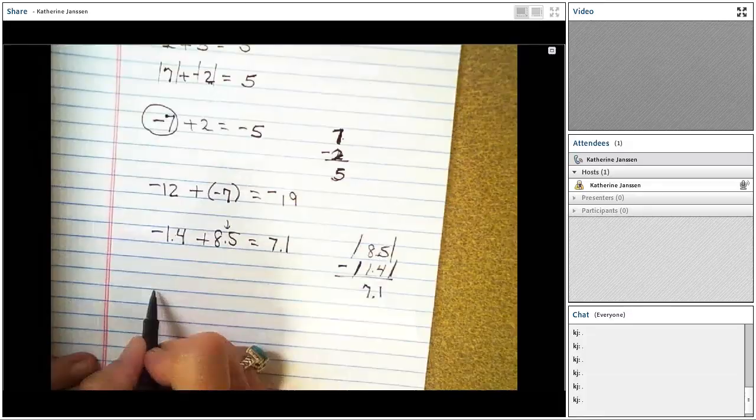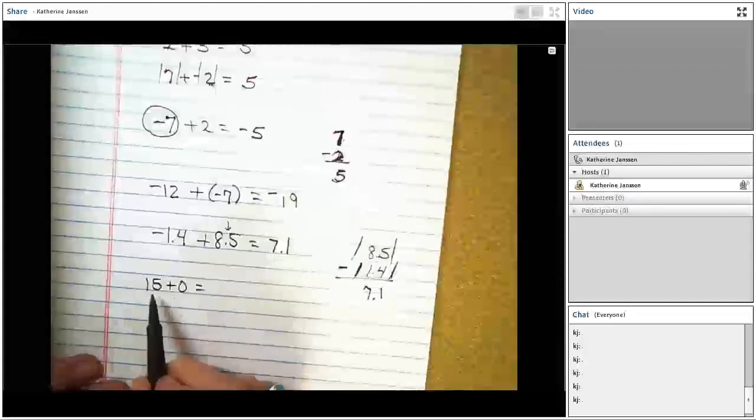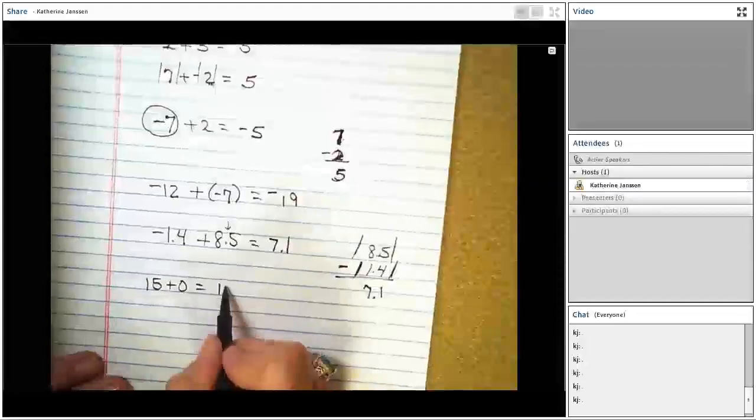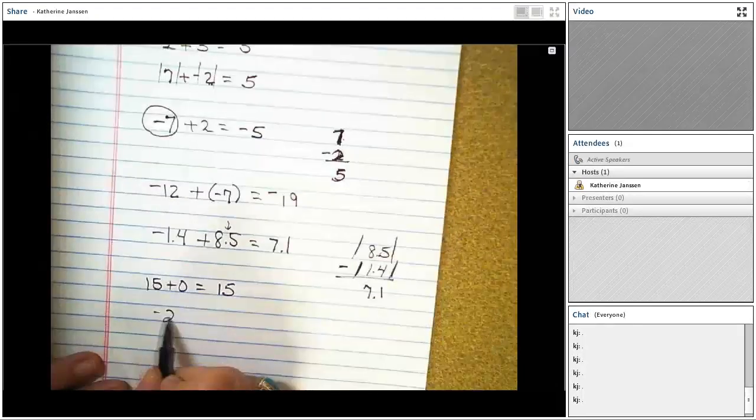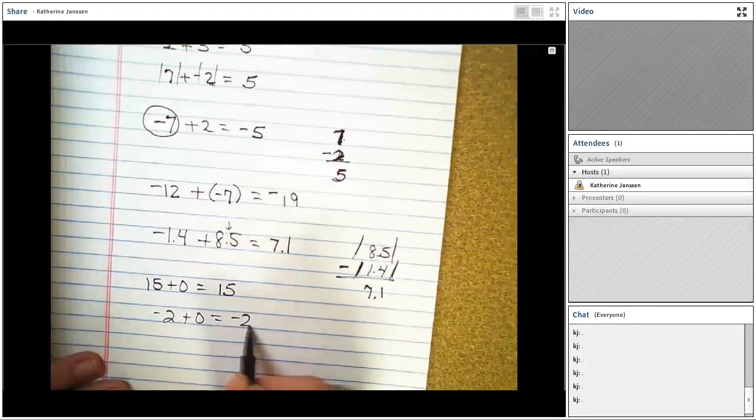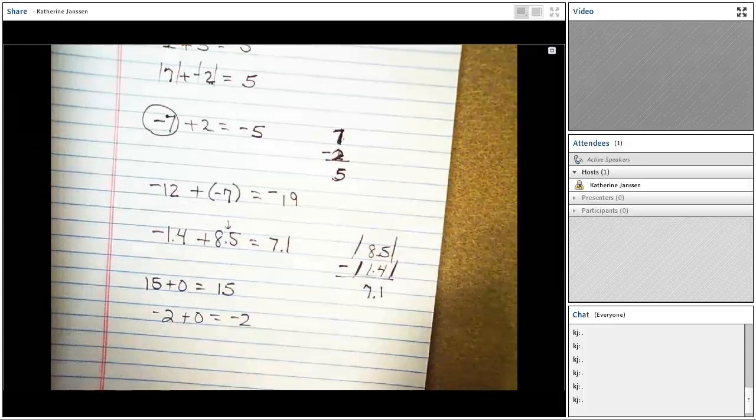Well, then 15 plus 0, 15 plus nothing would be 15. A negative 2 plus 0 is a negative 2. I didn't move at all on my number line.